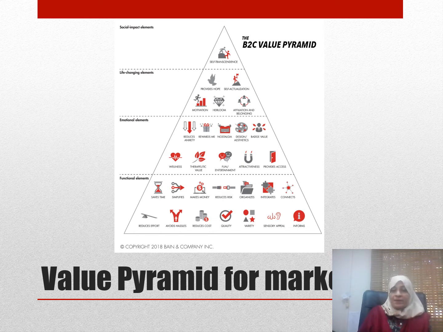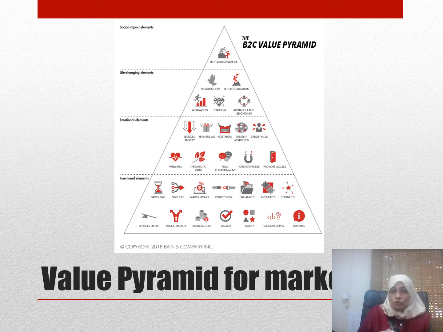Now you can see this pyramid is moving from bottom to top. And from bottom to top, there are 30 elements of values which have been categorized under 4 big headings. Those 4 big headings say whether it could be elements relevant to the functionality of the products and services, whether it could be relevant to some emotional values or well-being values, or it could be connected to some life-changing parameters. So there are different clusters, and these different elements have been classified.